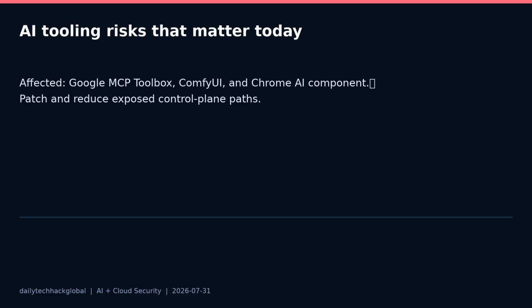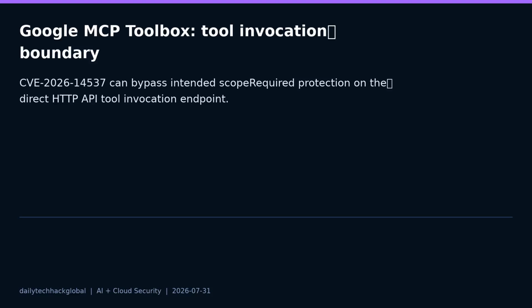For an agent platform, tool invocation is a security boundary. A tool may query data, call APIs, modify tickets, or trigger business workflows. Treat any exposed MCP endpoint like an application control plane, not like a simple chat interface. Two more MCP Toolbox issues matter for cloud and enterprise deployments.